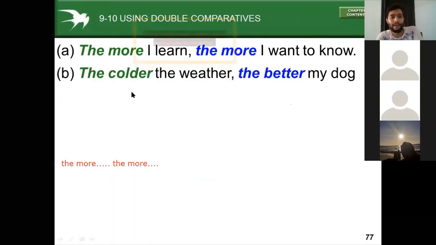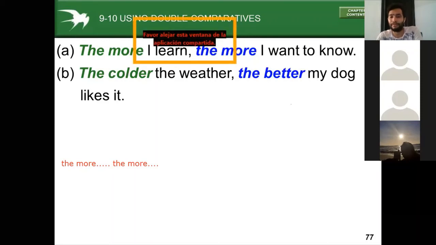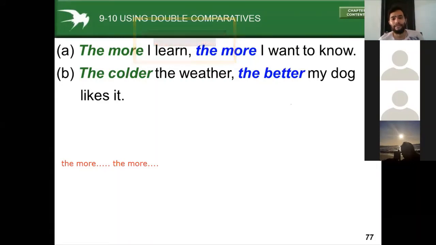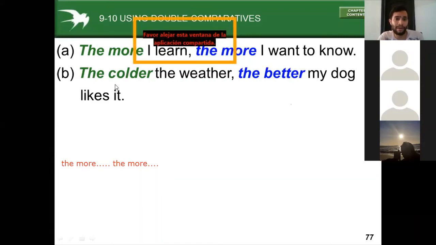Another example. The colder the weather, the better my dog likes it. What does it mean? How can you translate that into Spanish? Entre más frío está el clima, más mi perro le gusta. A mi perro le gusta más, right? O más a mi perro le gusta, whatever, right? Very good. Something like that. Yeah, it's actually correct, right? So, this is what I was trying to tell you.